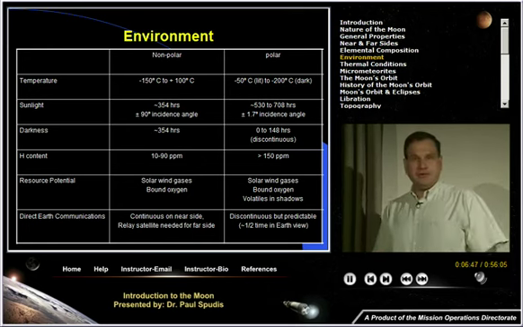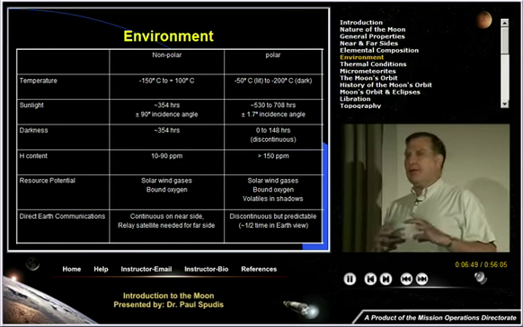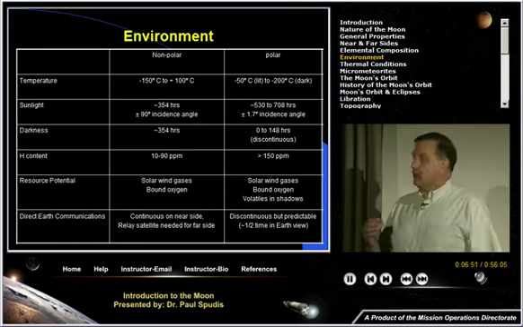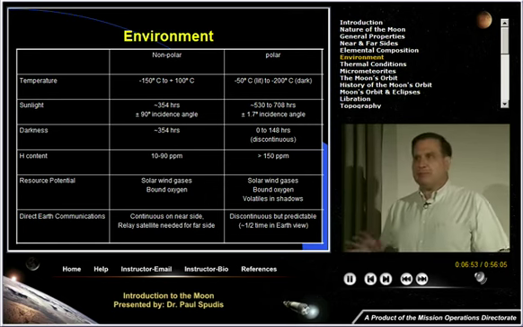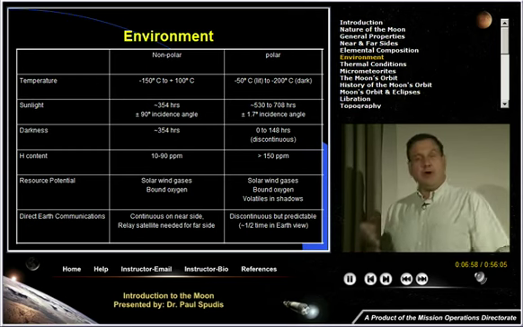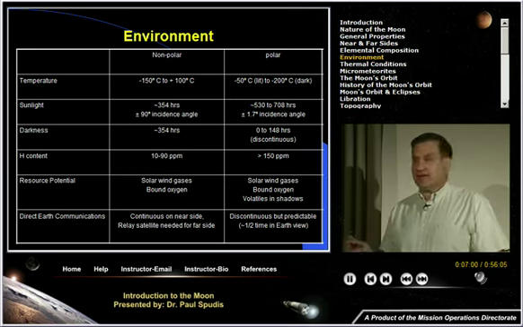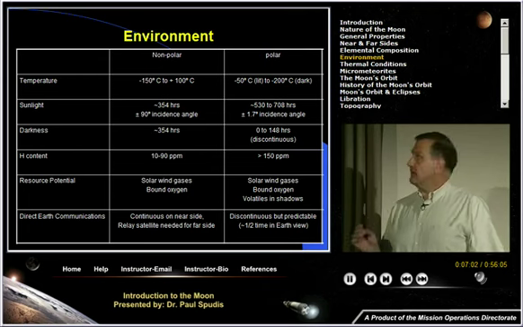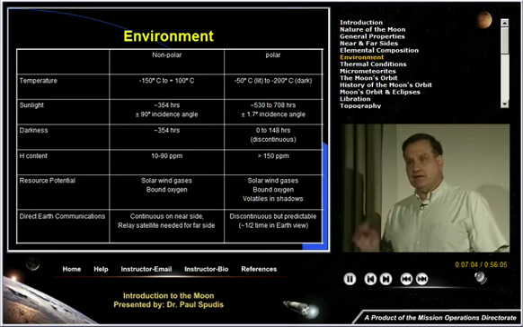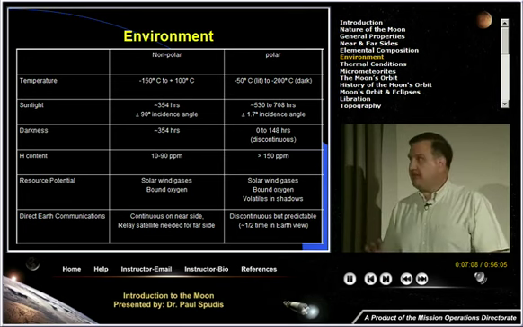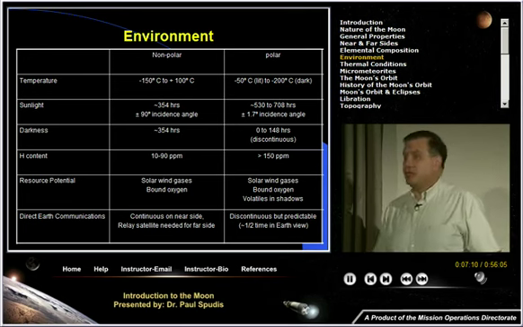Now the poles are a little bit different, because at the poles you're always having grazing incidents of sunlight. So sunlit areas there are about minus 50 centigrade, and might vary anywhere from 10 to 20 degrees. The dark areas near the poles, which don't get any sunlight at all, are extremely cold, and in fact may be less than 100 Kelvin, basically approaching temperatures 50 to 70 degrees above absolute zero.